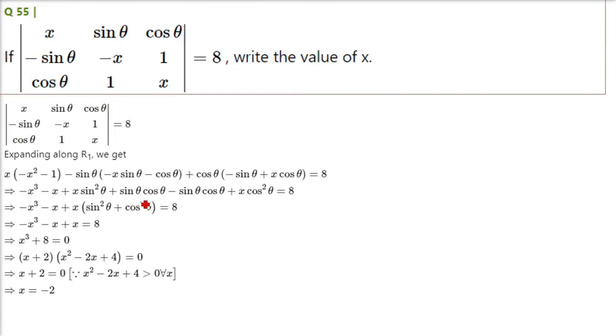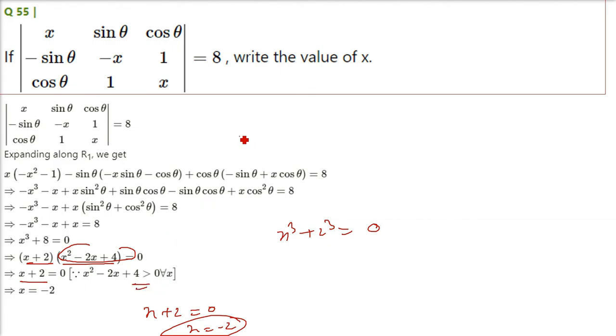So x cube plus 8, what does it mean? You will use the formula of a cube plus b cube, x cube plus 2 cube. So a cube plus b cube is a plus b into a square plus b square minus ab. Now you see here, multiplication of these two equals 0. So either x plus 2 is 0 or x square minus 2x plus 4 equals 0. But x square minus 2x plus 4, you apply any value here, it will not be 0, it will always be greater than 0 actually. I'll just show you with a certain number. So only x plus 2 can be 0, so x will be equal to minus 2.